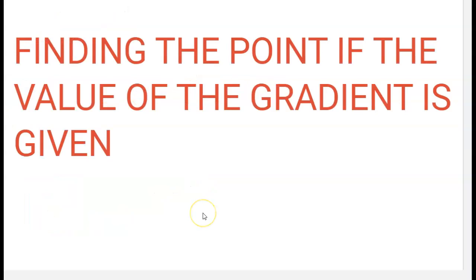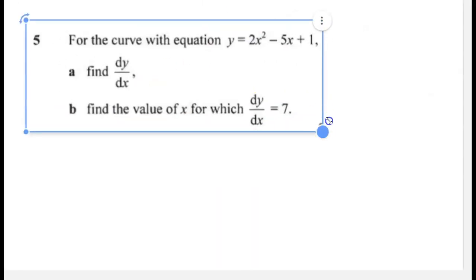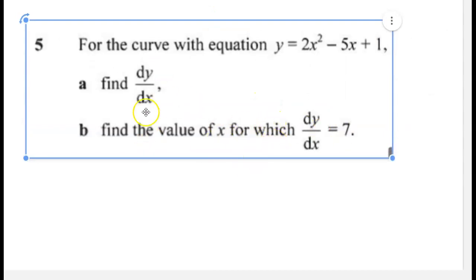Okay, now let's say if we want to find the point when the value of the gradient is given, how do you proceed with that? The equation will be given and the gradient will be given, and from the gradient we need to find the point. How do we do that? This corresponds to your question here. I'm just going to do a similar question and then you can work with that question. This one you can practice. I will do another one.